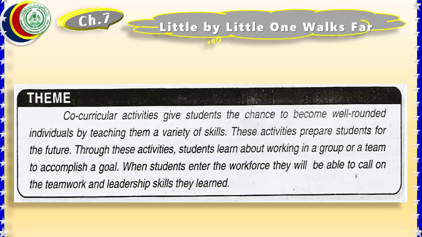Dear students, we have finished reading our lesson. This is the main theme of the lesson. Let us read it and try to understand what the writer wants to say. Co-curricular activities give students the chance to become well-rounded individuals by teaching them a variety of skills. Dear students, well-rounded means the person having general thinking, not becoming angry, not becoming so happy. He is mild in nature.